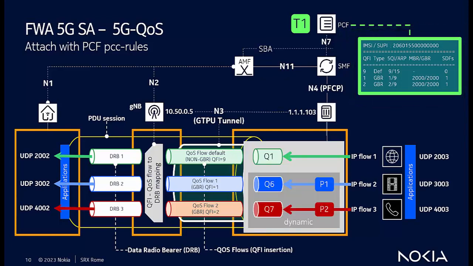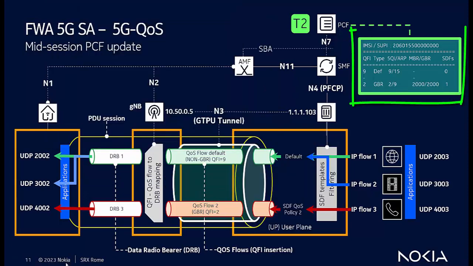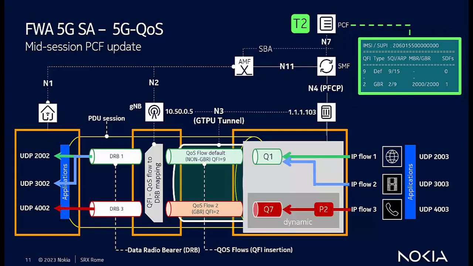These rules create dynamic UP resources resulting in SDF policing and second level QFI shaping. I added a packet mirror where we see the encoded QFIs on the entry interface for the different data flows. Next, at T2, we show a PCF mid-session change, removing one of the two dynamic PCC rules and resulting on UP in the removal of dynamic resources.